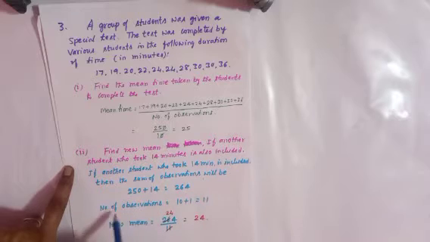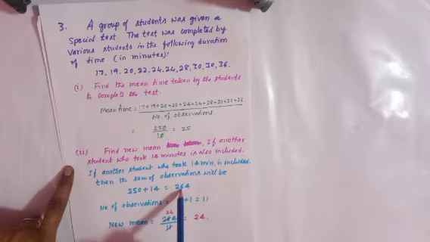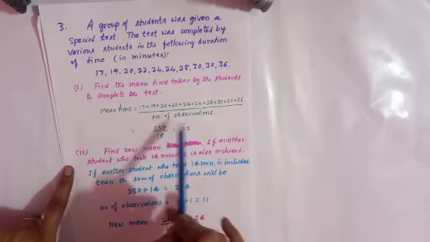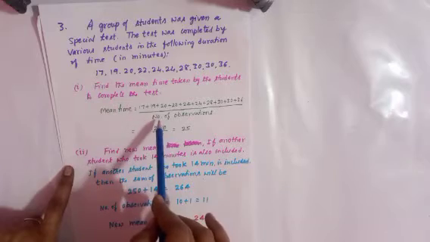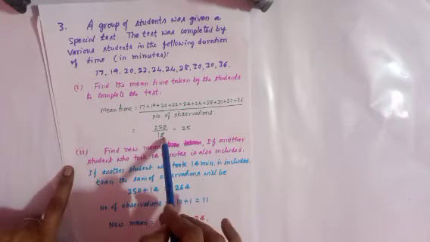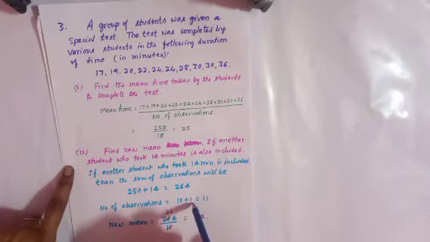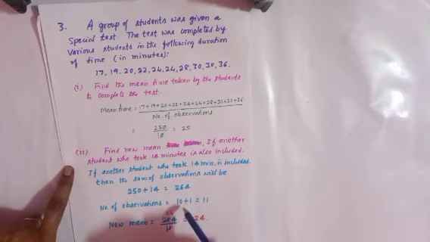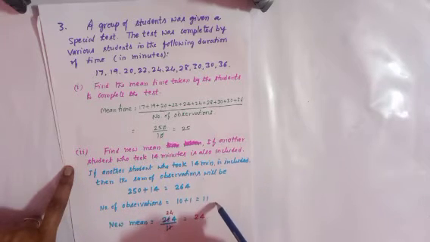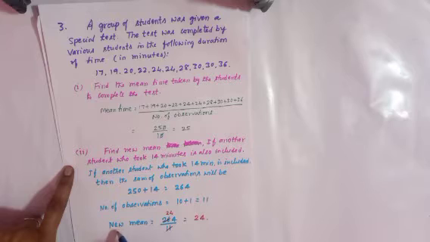264. Now the sum of observations is 264. The number of observations was first how much? 10. When one more student is included, it will become 11. So the new mean equals 264 divided by 11.